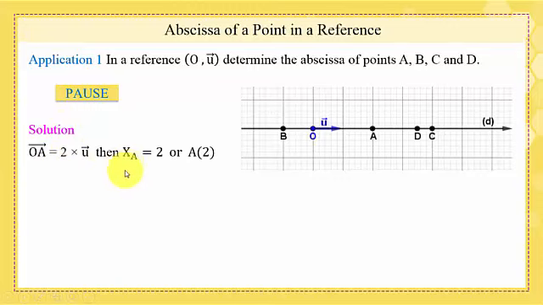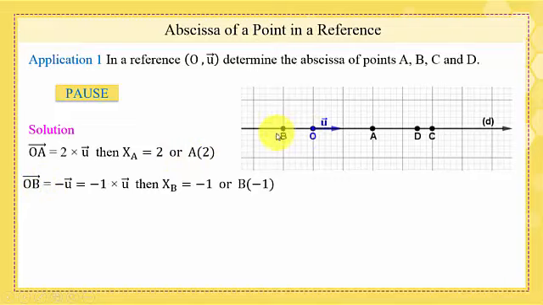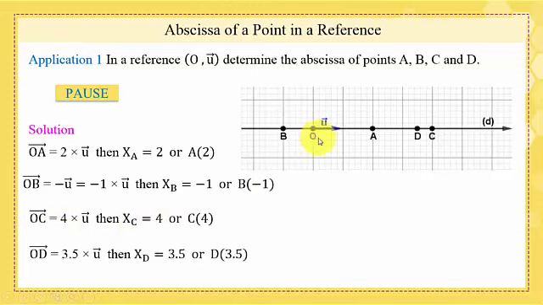Vector OA equals vector U, so XA equals 1, we write A(1). Vector OB equals minus vector U, equals minus 1U, since OB and U have opposite sense, so we write B(minus 1). The abscissa of B is minus 1. Vector OC equals plus 4U, so XC equals 4. Vector OD equals 3.5U, so the abscissa of D is 3.5.